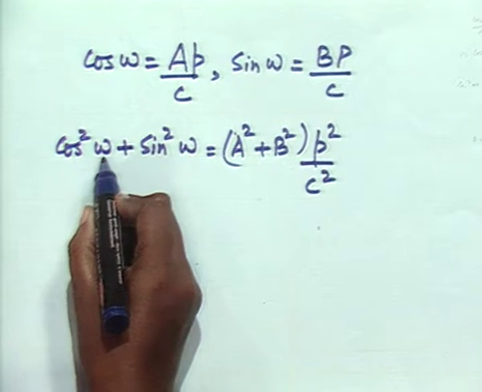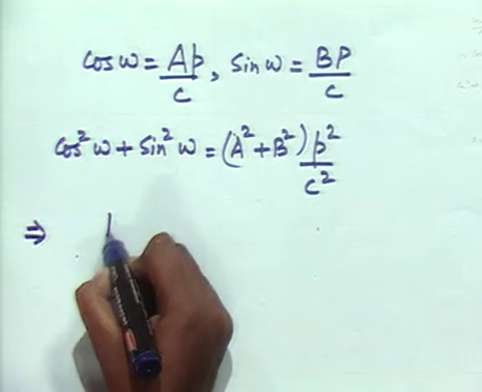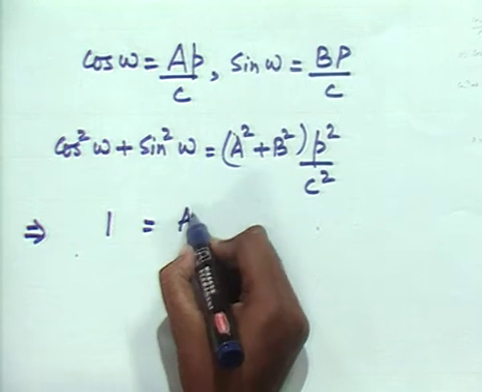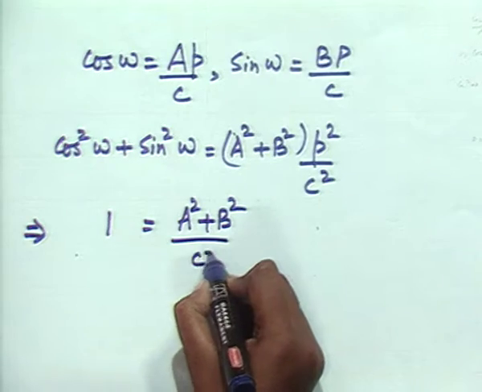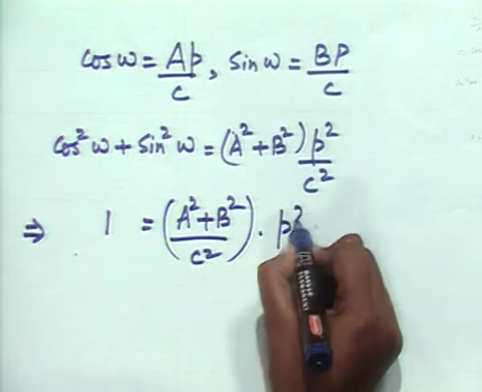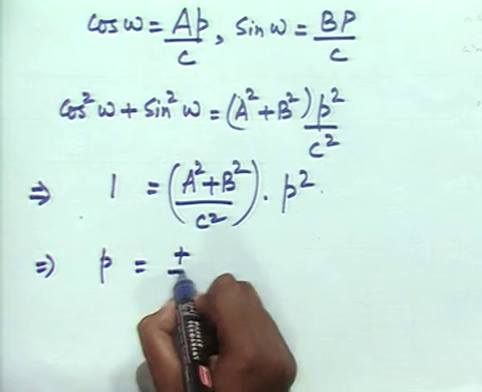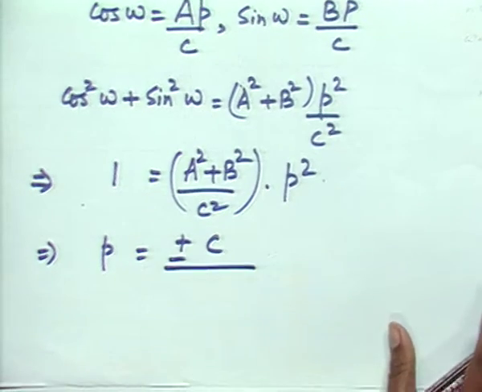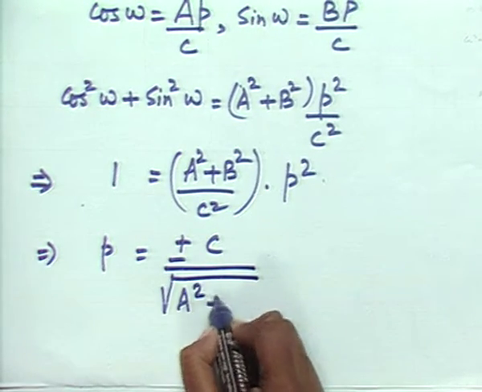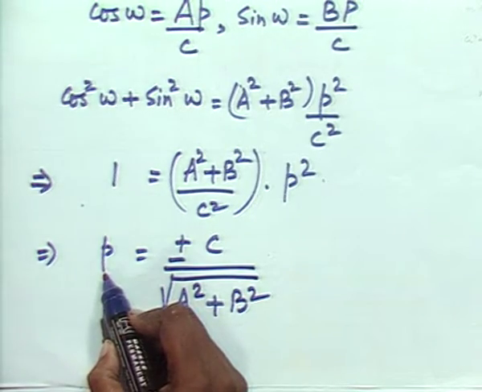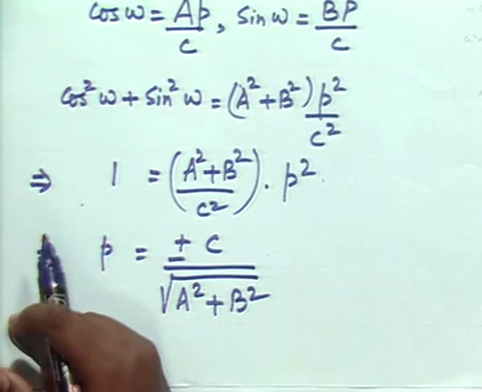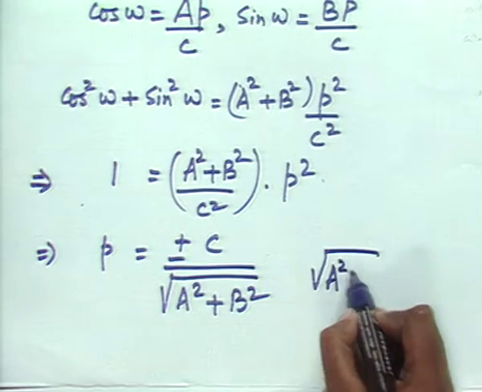But we know that cos square omega plus sin square omega is equal to 1. So, we have left hand side is equal to 1, and the right hand side becomes a square plus b square upon c square into p square. This implies that p is equal to plus minus c upon under root of a square plus b square, but p has to be positive. So, we take this expression to be positive when c is positive and we take this negative sign when c is negative.